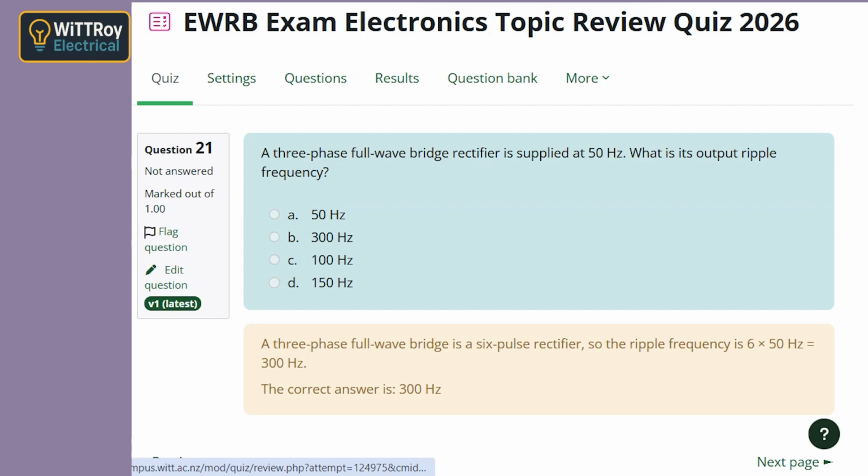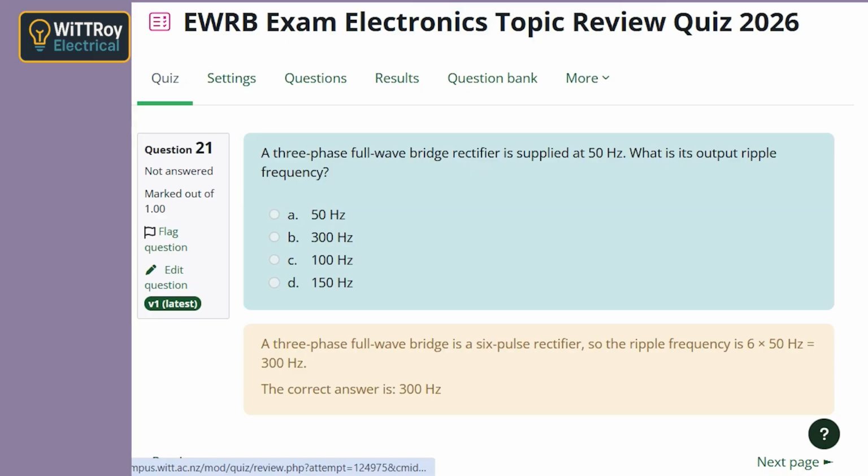I understand your thinking, but that answer reverses the actual operation. We'll build it up one step at a time, count pulses, then multiply. A three-phase full-wave bridge gives 6 output pulses in each supply cycle. 6 times 50 Hz equals 300 Hz. The 150 Hz answer would correspond to only 3 pulses, which is a three-phase half-wave pattern.